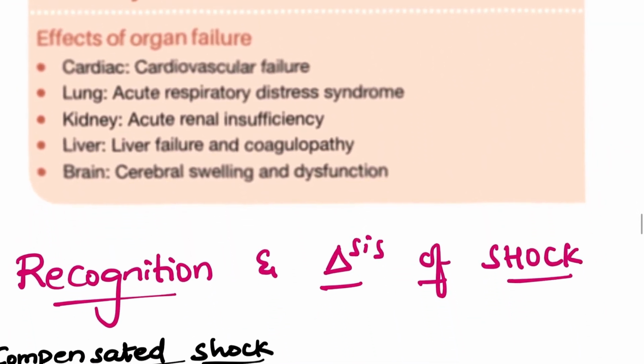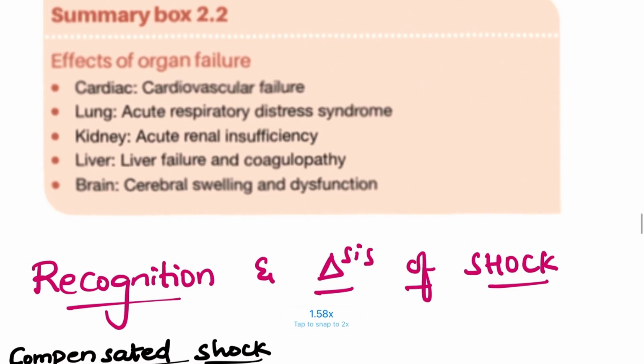So this is another tabular form given in Bailey. These are the effects of organ failure. In case of heart, it will cause heart failure. In lung, acute respiratory distress syndrome. In case of kidney, acute kidney injury or acute renal insufficiency. In case of liver, they will cause liver failure as well as coagulopathy. In case of brain, there will be cerebral edema.